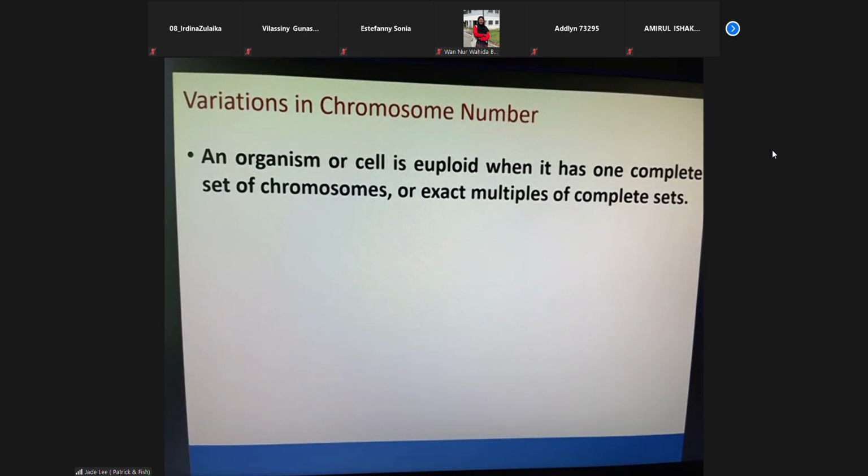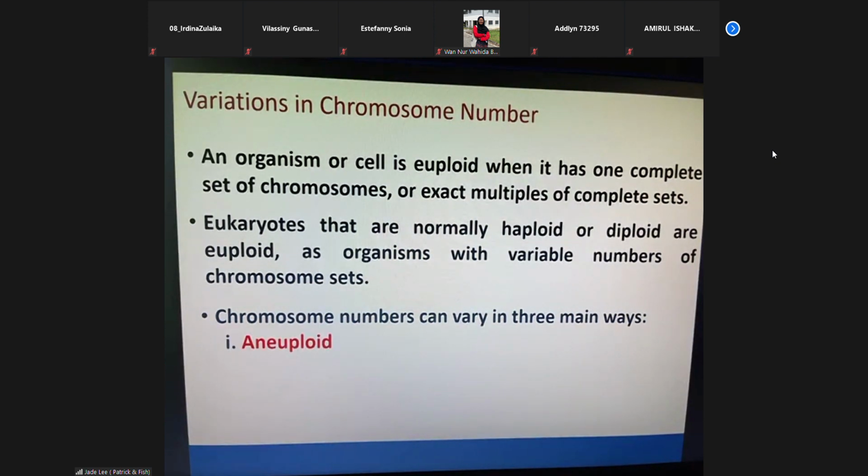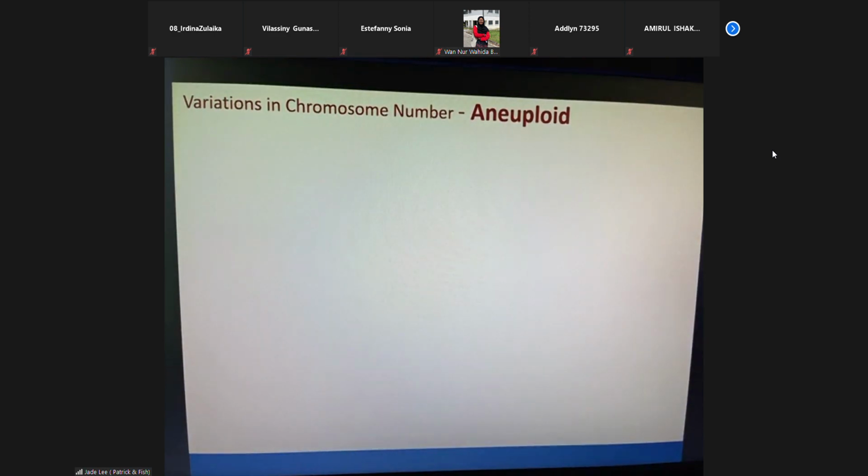So an organism of cells is euploid when it has one complete set of chromosome or exact multiple complete set. Okay, so eukaryotes are normally haploids or diploids are euploid as organism with the variation number of the chromosome set. So chromosome number can vary in 3 main ways, which is aneuploidy, monoploid, or polyploid. Aneuploid maksudnya tidak aja. Monoploid satu, polyploid banyak. Okay, nanti kita tengok aneuploid.